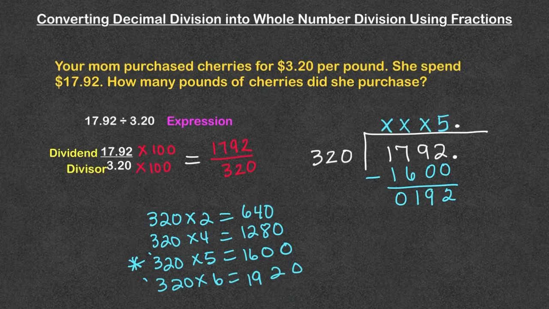Since we got a remainder, I am going to add a 0, and then I am going to bring it down and see if I can get rid of the remainder. Notice that 320 times 6 gives me 1920. So I'm going to write the 6 on top, and that's going to give me 1920, and then there is no remainder. So to answer the question, your mom purchased 5.6 pounds of cherries.